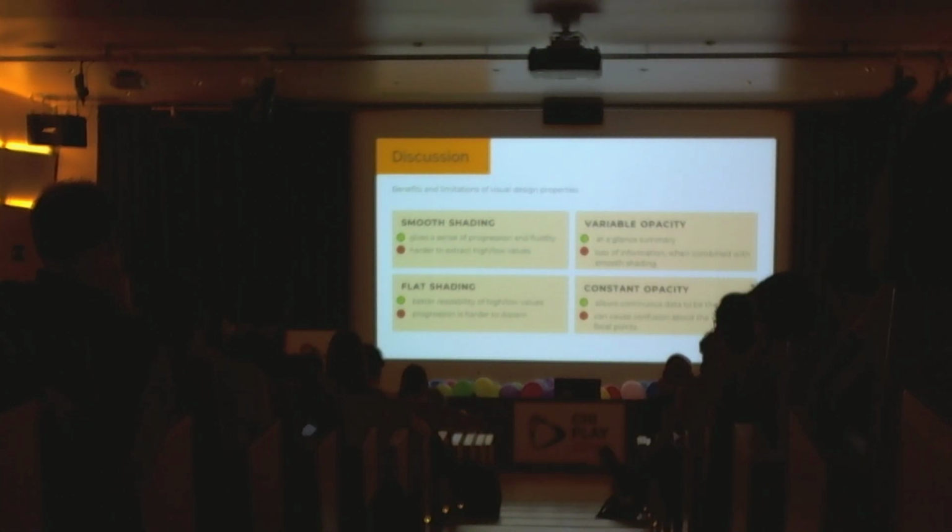Additionally, based on the interviews, we've compiled a summary of benefits and limitations of the 2 investigated visual properties. Due to time, I'll just briefly mention 1 or 2. For example, smooth shading gave a sense of progression and fluidity in GSR data, while what was harder to extract were high and low values, while variable opacity supported the at-a-glance summary.